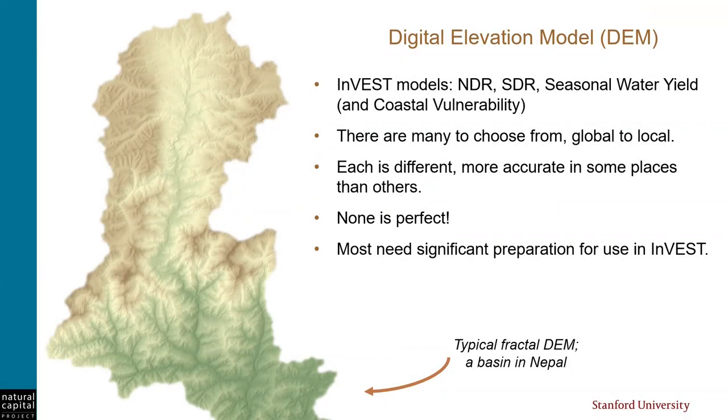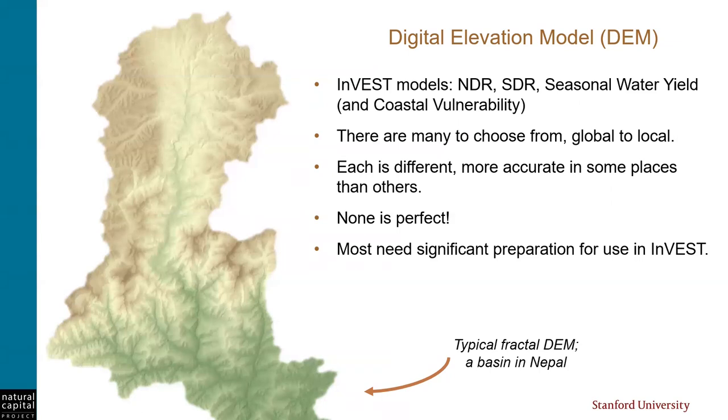A digital elevation model, or DEM, is a raster with an elevation value for each pixel. A DEM is required by the freshwater models NDR, or nutrient, SDR, or sediment, and seasonal water yield. And for these models, it's important that the DEM represent the area's hydrology correctly. Coastal vulnerability also requires a DEM, but it's not as important to get the hydrology correct for that model.